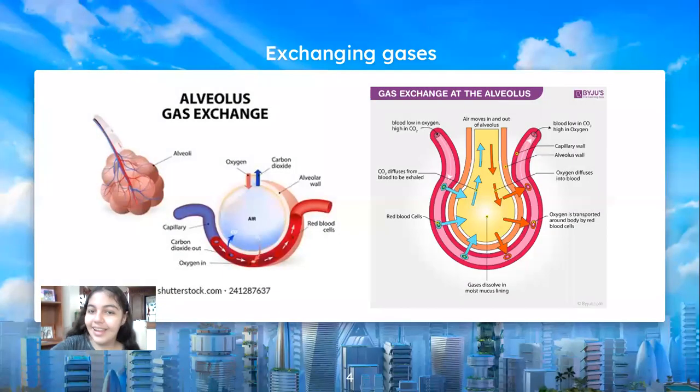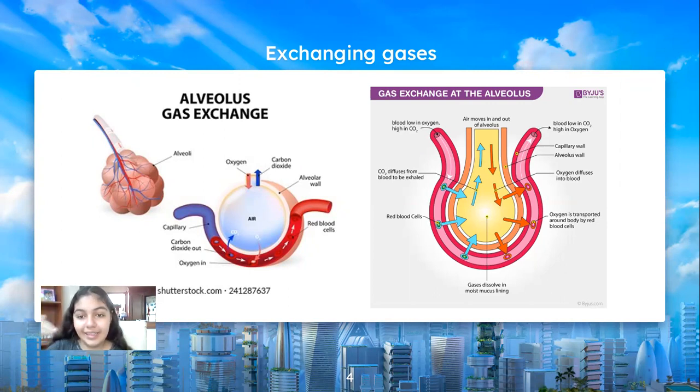So now we are going to talk in more detail about the exchange of gases. The exchange of gases between the air and our blood happens in the alveoli. And what are the alveoli? The alveoli are small sacs that are in contact with numerous blood vessels. And how is it related to the exchange of gases? Because the blood that reaches the alveoli through the veins is low in oxygen and high in carbon dioxide.